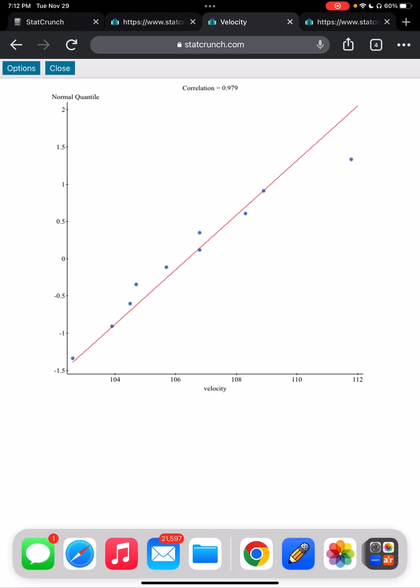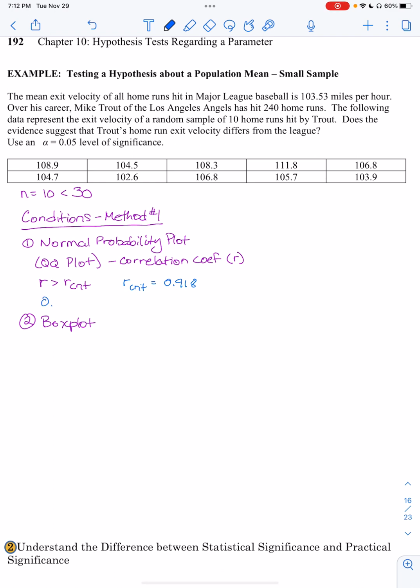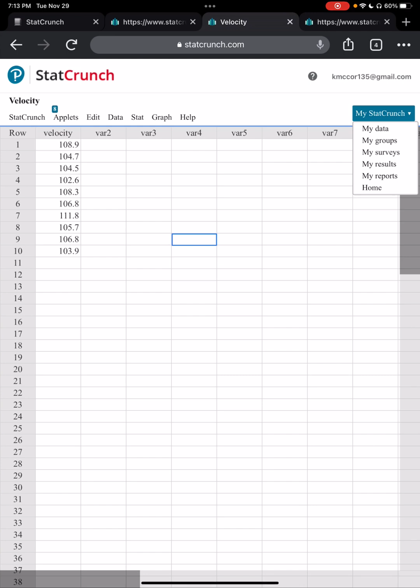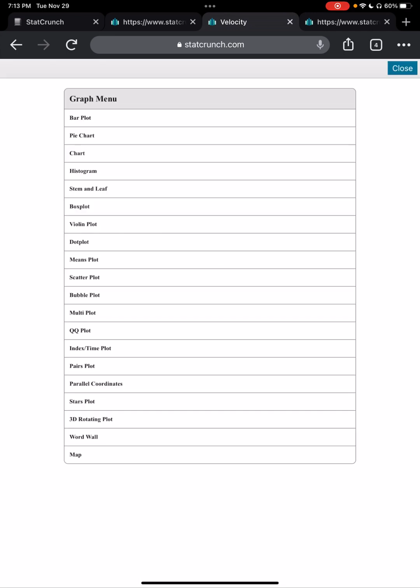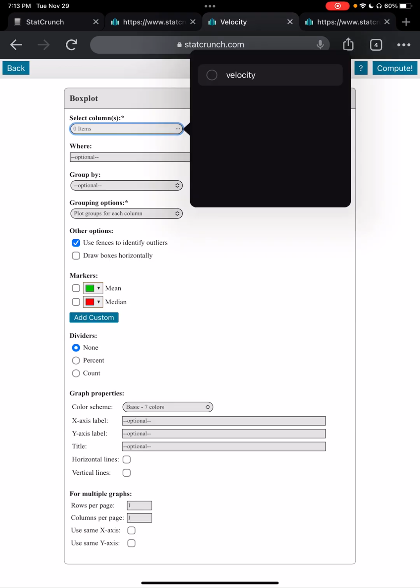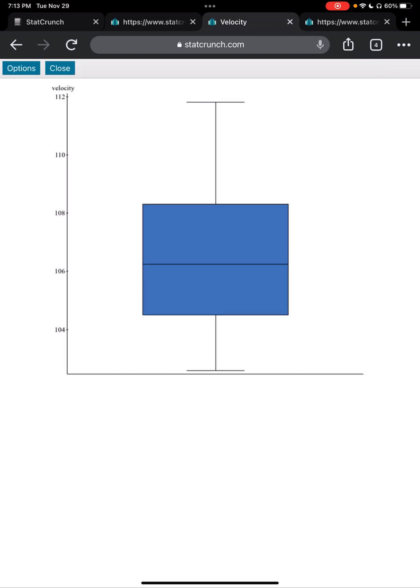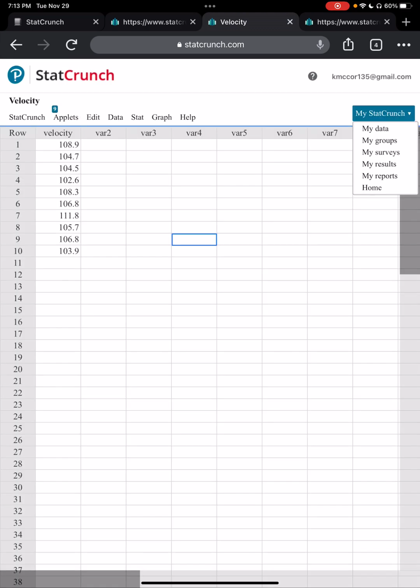So let's go back over to the other one. 0.979 was our R value, and that is greater than 0.918. So this shows that we're good on this condition. And then the second part was that we wanted to look at the box plot and ensure that we didn't have any outliers. So again, we go to Graph, we go down to box plot. I'm going to again choose the velocity, and I just need to hit compute. And what we don't see there is any outliers. So since there's no outliers, we are good to go here.